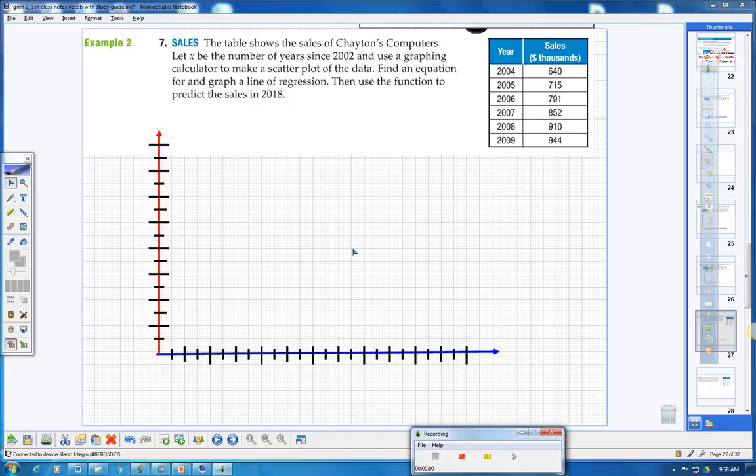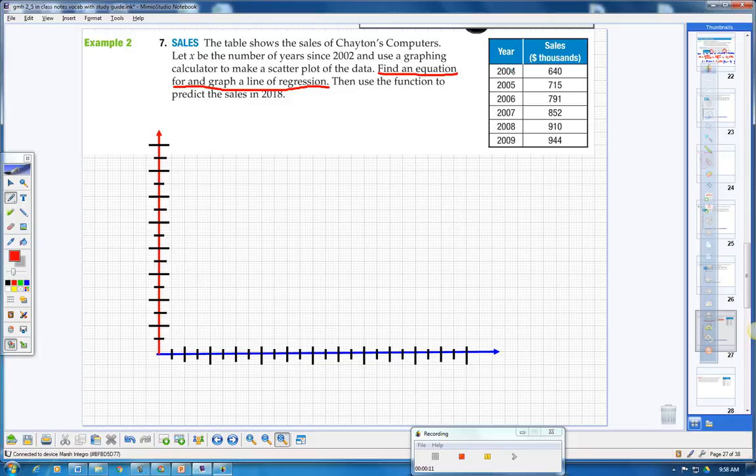We are going to learn how to find an equation and graph a line of regression. We're going to do that by using the graphing calculator.